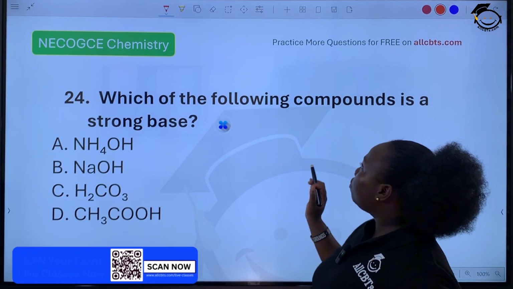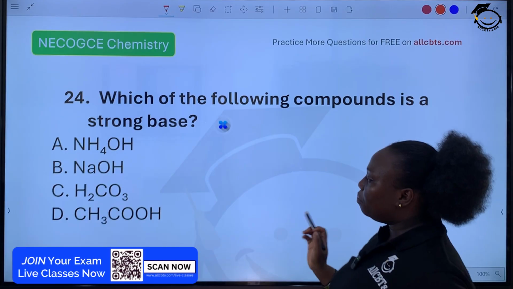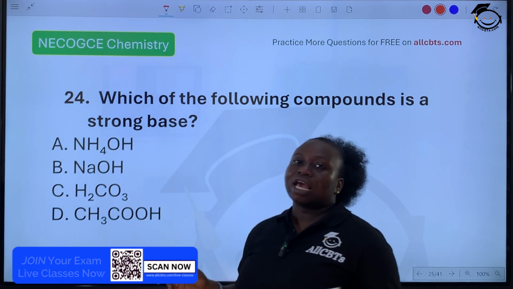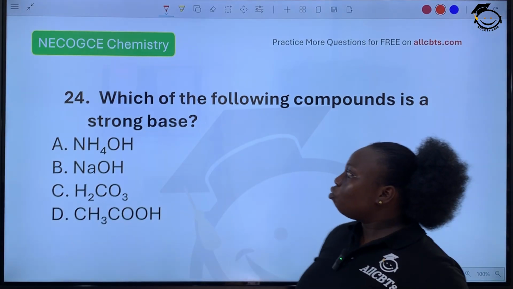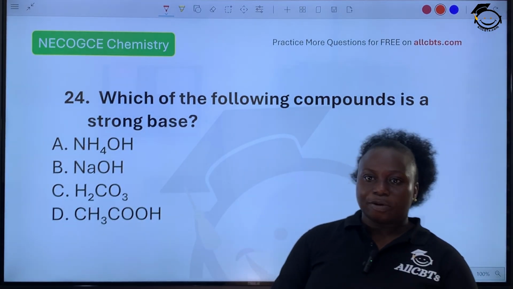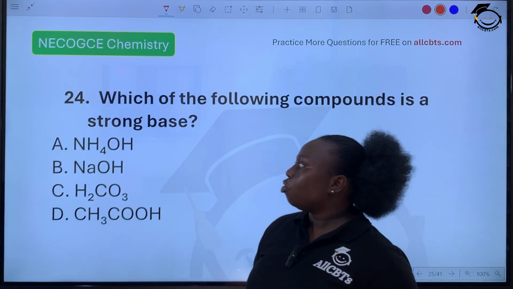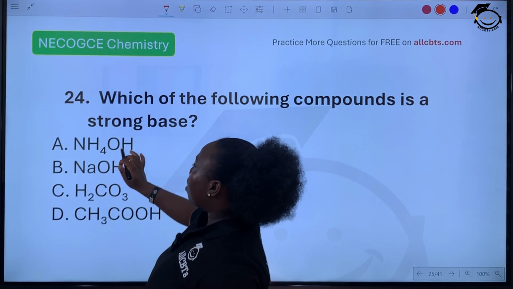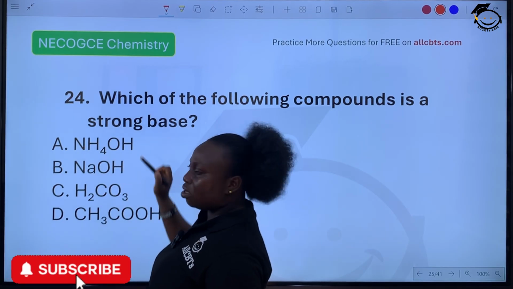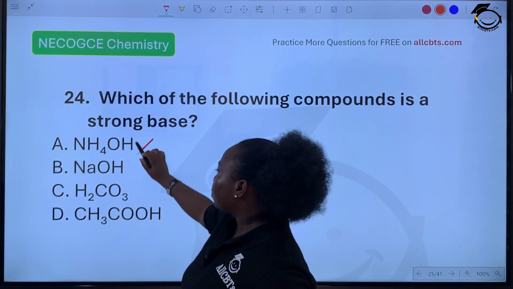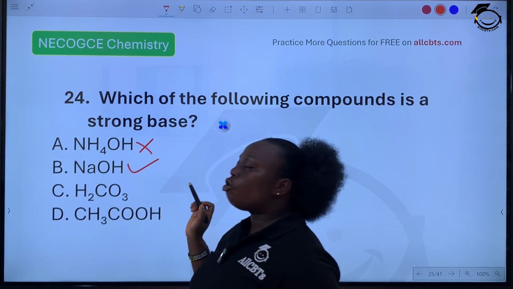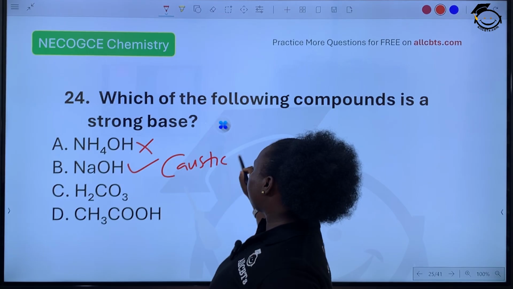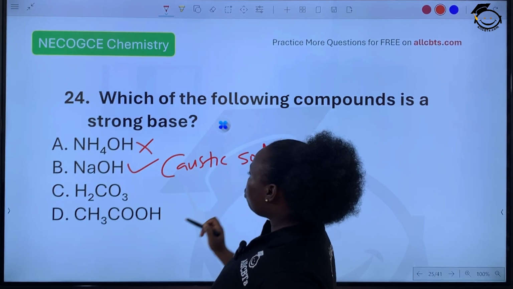Number 24, which of the following compounds is a strong base? Now, a strong base means that when it is dissolved in water, it will totally and completely ionize. NH4OH is a weak base. NaOH is a very strong base, also called caustic soda.